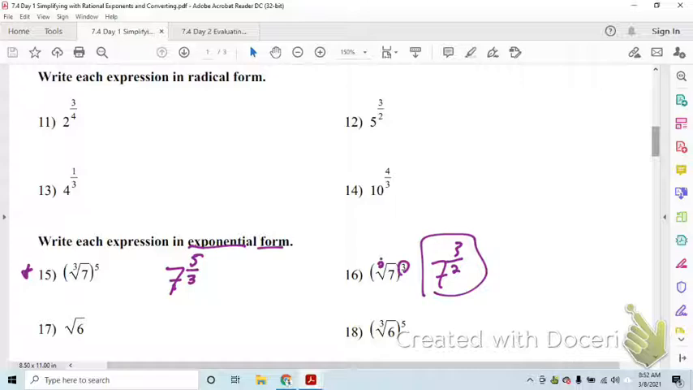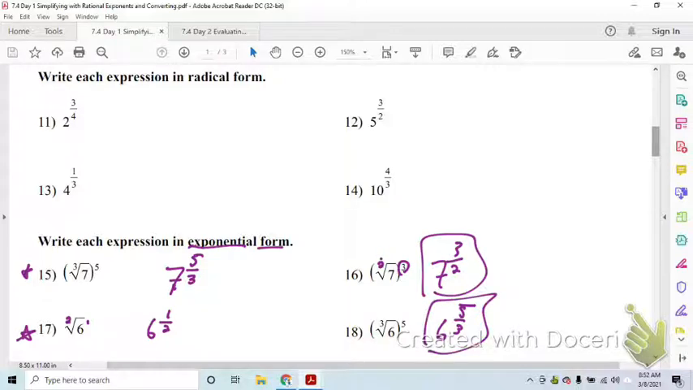All right? Now, the square root of 6 is going to be the same thing. Now, there's a 2 in there, and there's a 1 right there. So this is actually 6 to the 1/2 power. It's really good to note, anytime you just have a square root, that's to the 1/2 power. And then for number 18, this will be 6 to the 5/3, just like number 15, okay?